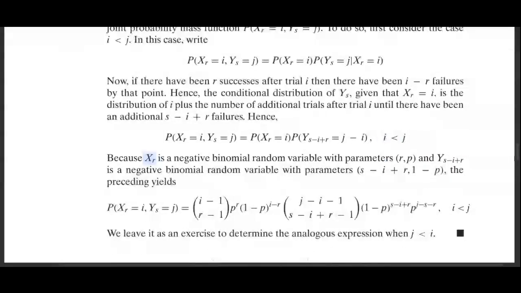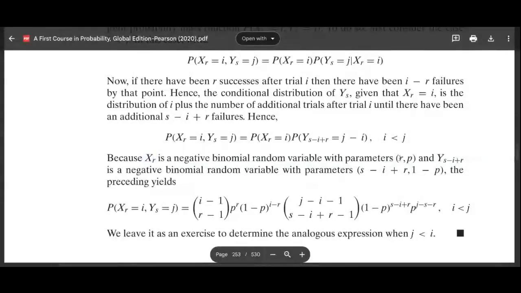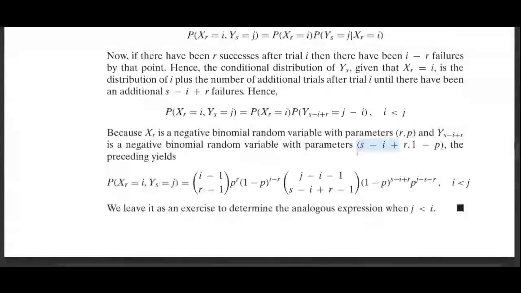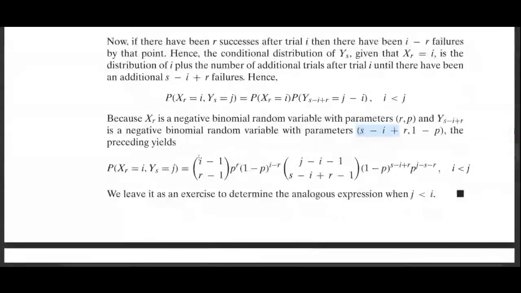X_r is a negative binomial random variable with parameters r and p, and Y_{s-i+r} is a negative binomial random variable with parameters s minus i plus r and 1 minus p. So the preceding yields this. Remember the negative binomial random variable calculation, this is from there.